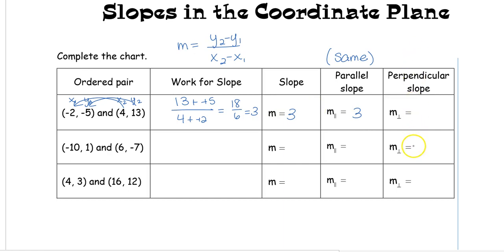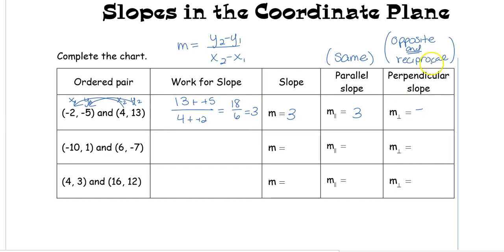Then we have perpendicular. Perpendicular has 2 properties. It has to be the opposite and reciprocal. And sometimes we look at one and we forget that they both have to be there. If they're just opposite, it's not perpendicular. If it's just reciprocal, it's not perpendicular. Now the opposite is referring to the positive negative. So since I started as a positive, the opposite of positive is negative.